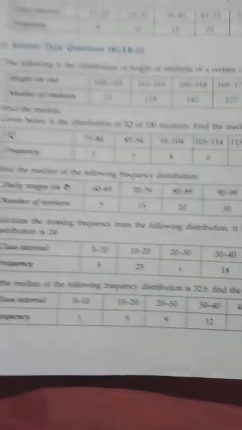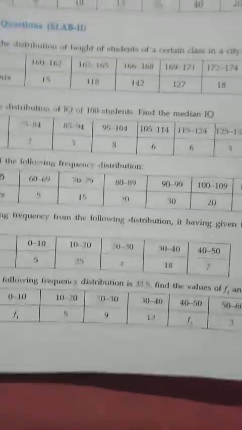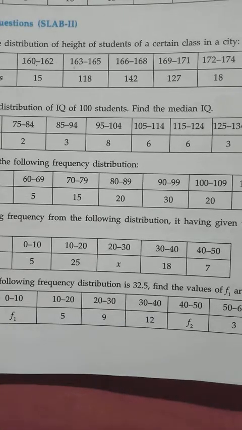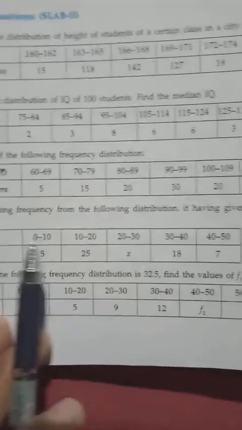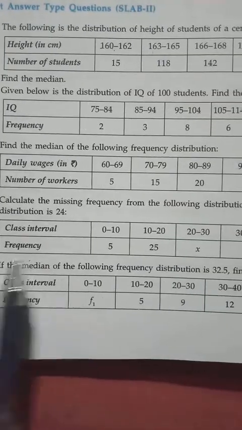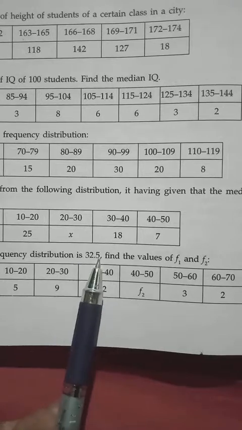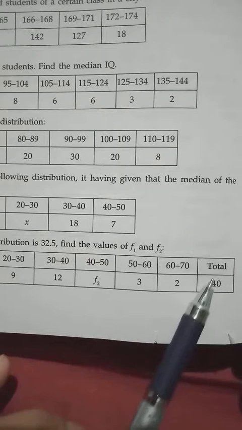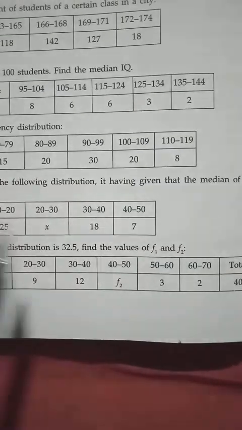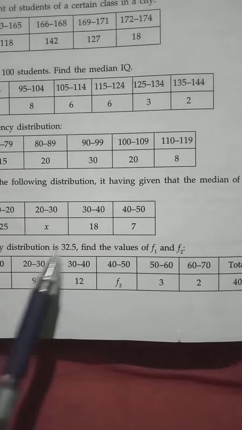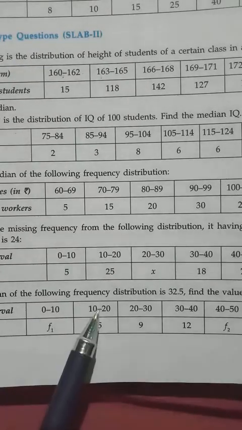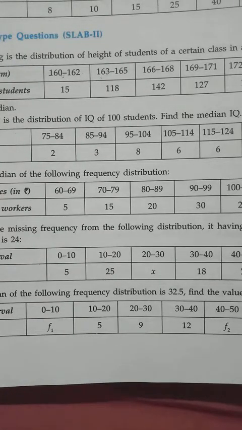Number 10. Here also we have to find f1 and f2, two missing frequencies. What is given in the question? They give us the median is equal to 32.5, and the total frequency is given to be 40. They give us two values, one is the total frequency, another is the median. So we have to find the values of f1 and f2. Check the class intervals, they are continuous, so we can apply directly.